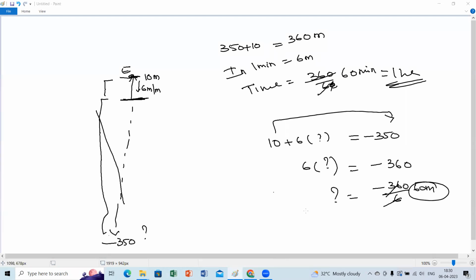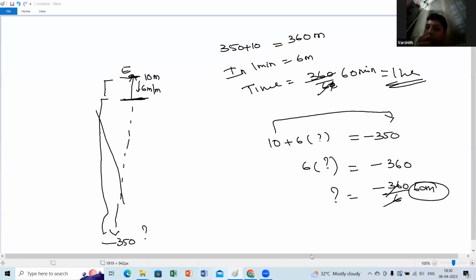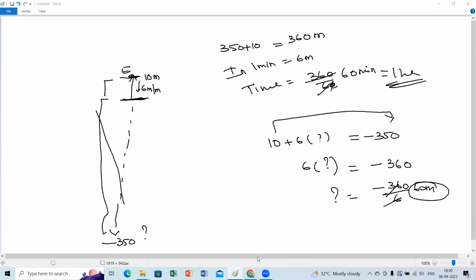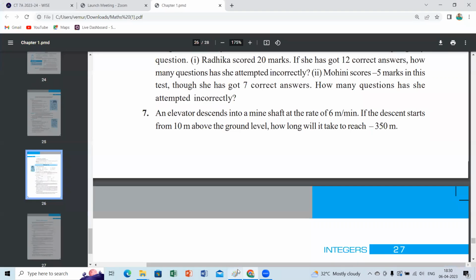Now I have a question. Ma'am, we need to verify it. Anubhav, what's your doubt? Ma'am, please open the question part. Ma'am, question 7. What is the meaning of this line? In question number 7, if the descent starts from 10 meters above the ground level, what does it mean? The elevator descends into a mine shaft at the rate of 6 meters. The descent starts from 10 meters above the ground.